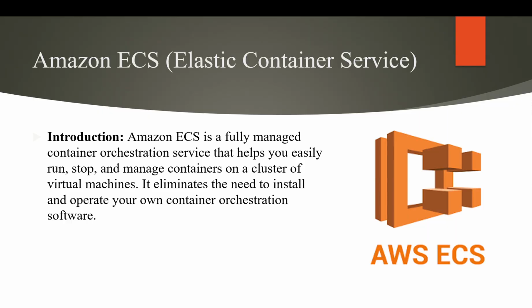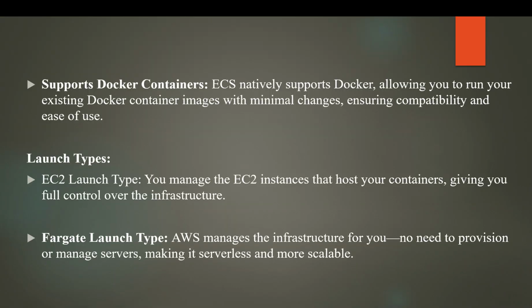So basically, what is Amazon ECS, which is called Elastic Container Service. Amazon ECS is a fully managed container orchestration service that helps you easily run, stop and manage containers on a cluster of virtual machines. It eliminates the need to install and operate your own container orchestration services. Supports Docker containers. ECS natively supports Docker, allowing you to run your existing Docker container images with minimal changes, ensuring compatibility and ease of use.